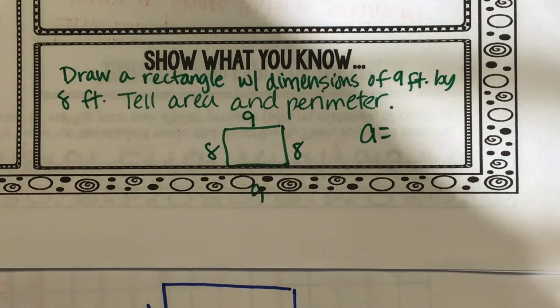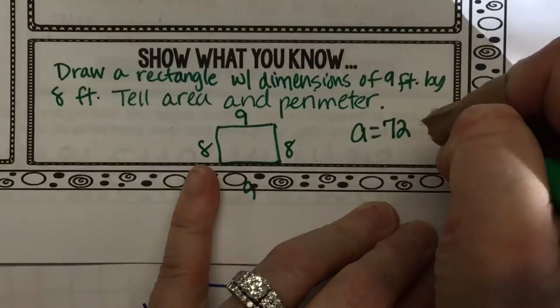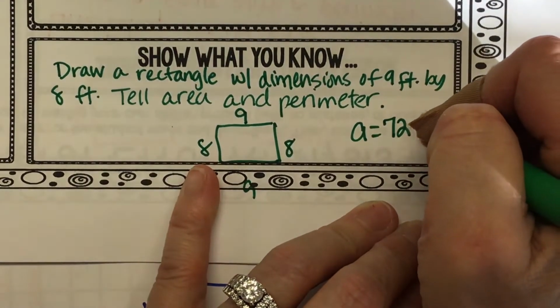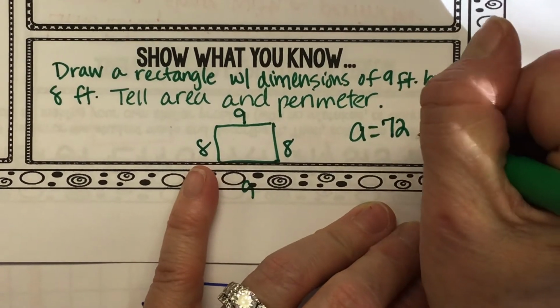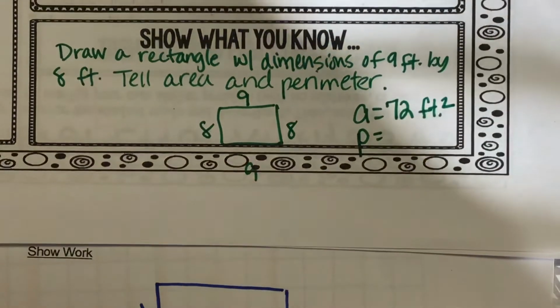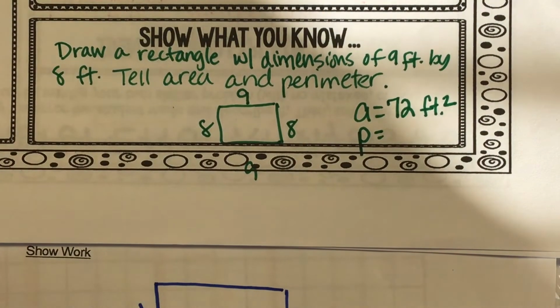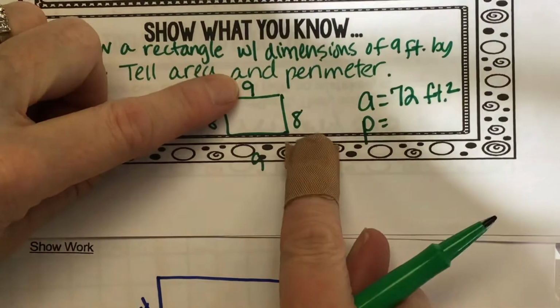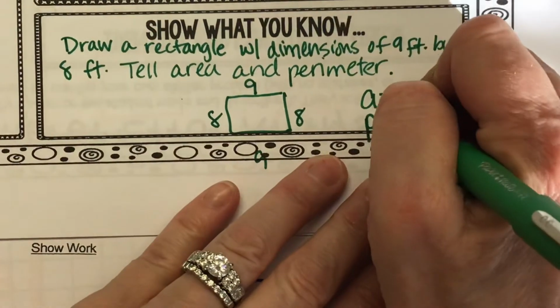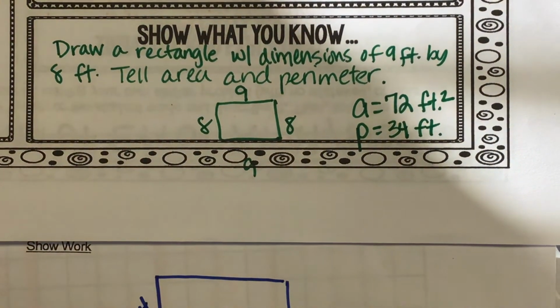Morgan. 72. 72 what? Well, it depends. Feet or centimeters, and then what? Squared. Okay, what is the perimeter? Everyone should have the perimeter figured out. Kate and L? 34. 9 plus 8 is 17. Double that. It's 34 feet or centimeters, depending on what unit you used.